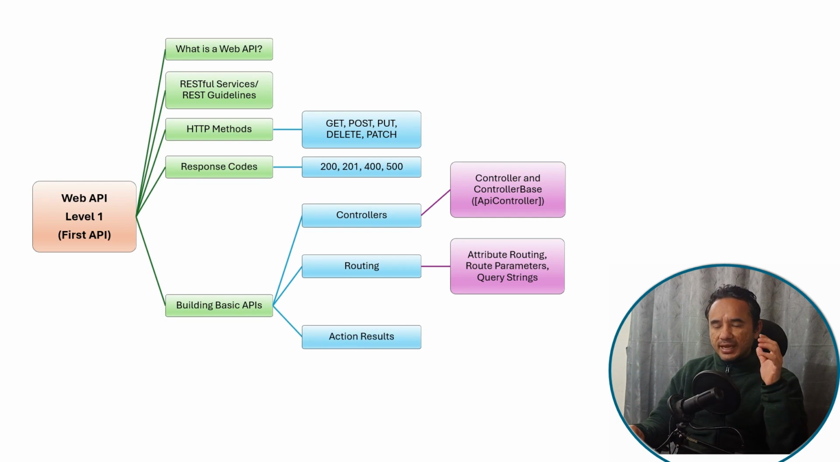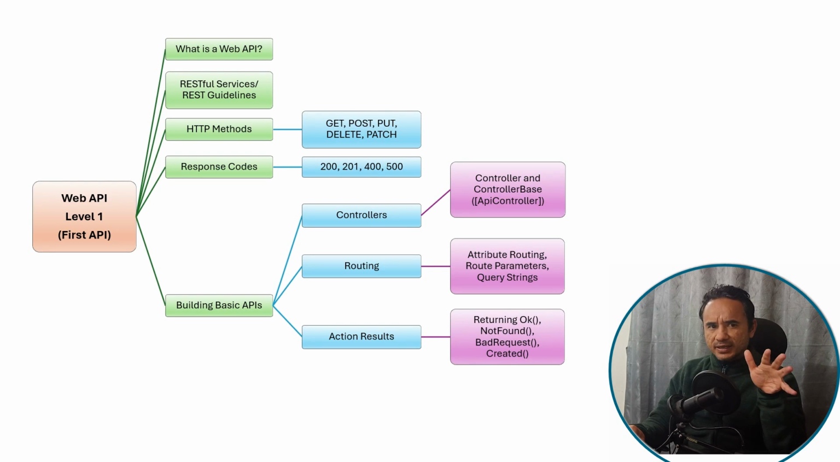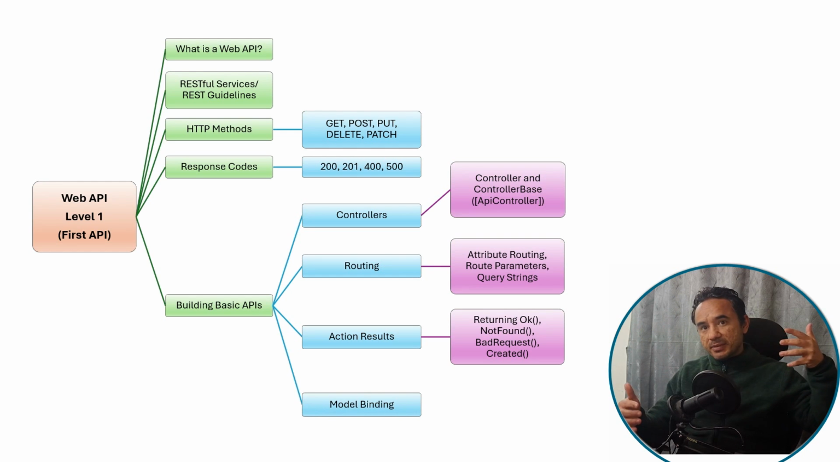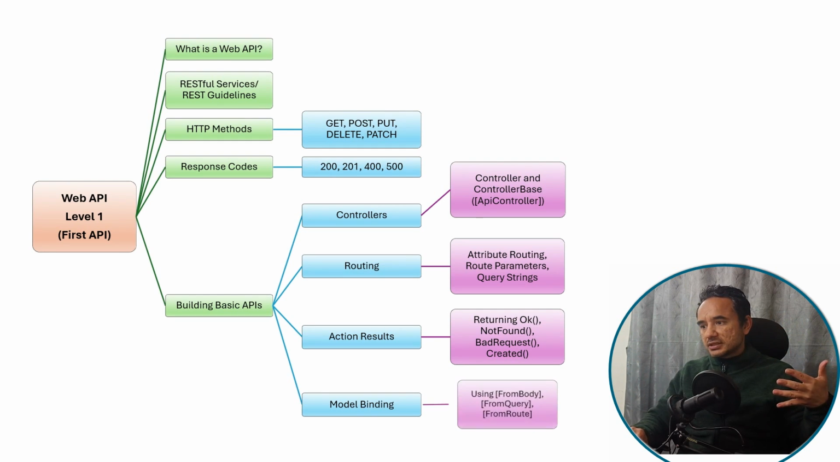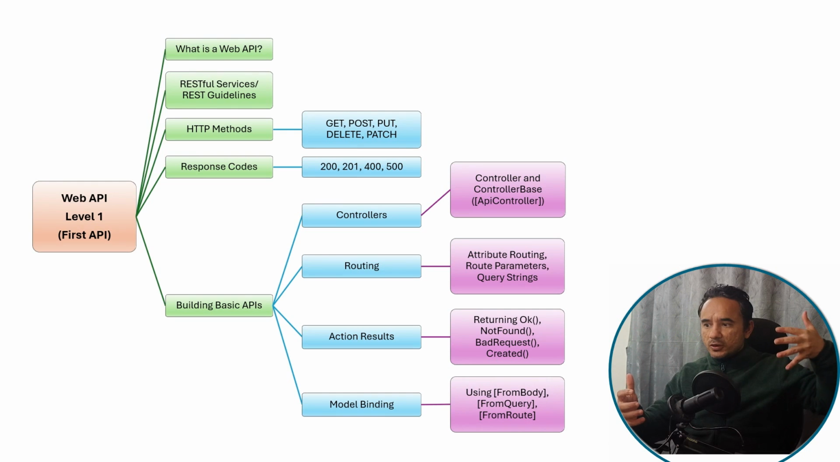After this, we have the action results in Web API, like returning Ok, NotFound, BadRequest, Created. Basically, you are returning some meaningful responses from your controllers. Finally, master model binding, which basically maps the incoming data to your project models. Here you can use FromBody, FromQuery, FromRoute, depending on where the data is coming from: the body of the request, the query, or the route.